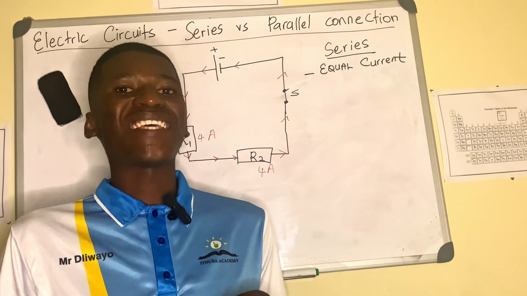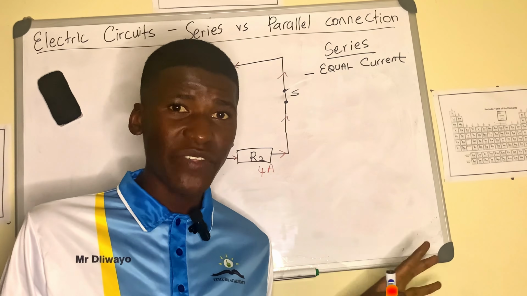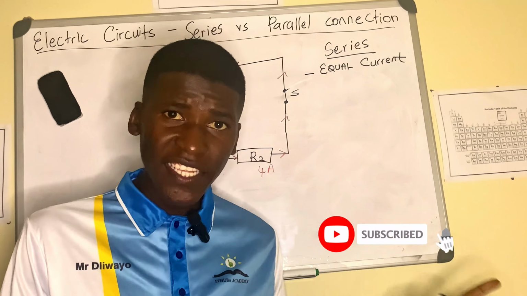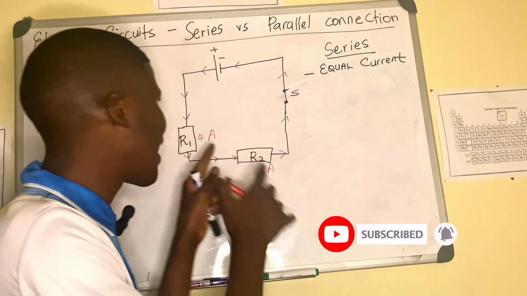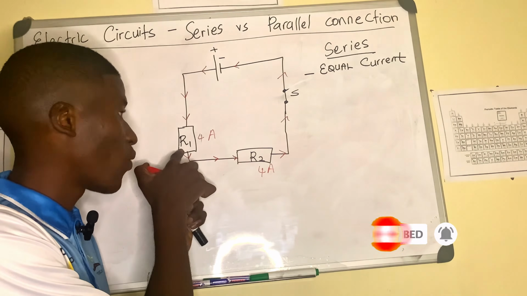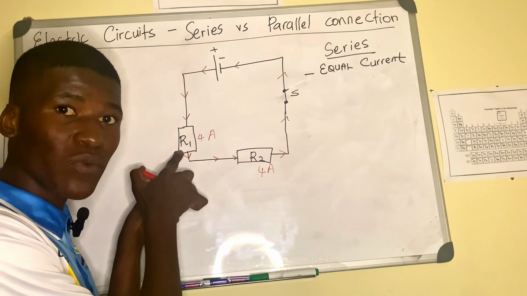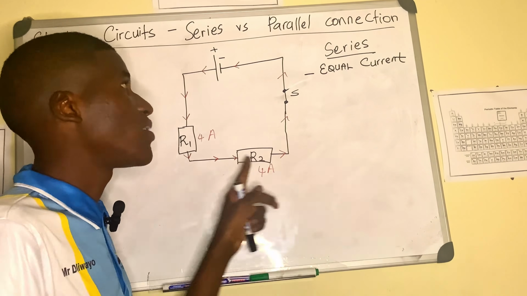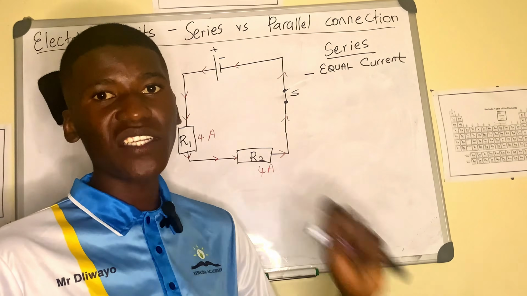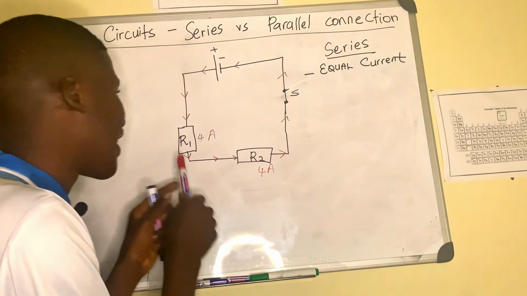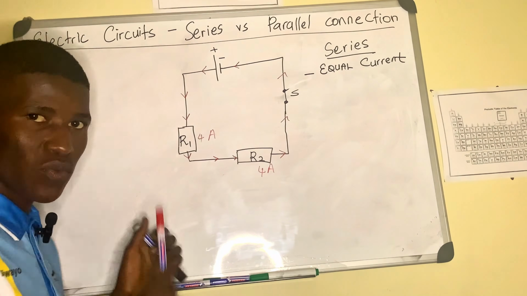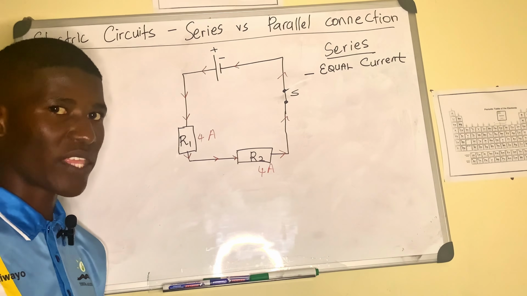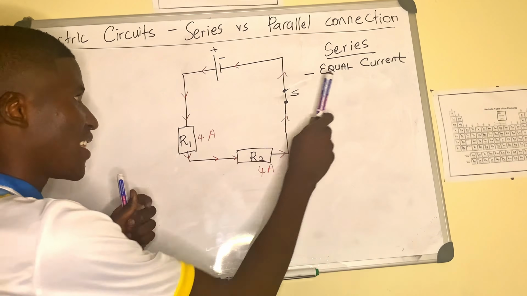So it just simply means that the current is not split in any way. The current has no other place to go. The moment this current is entering through resistor R1, it will be the same current that will leave resistor R1 and go to resistor R2. So we say that that's a series connection of a circuit. So we say that resistor R1 is in series with resistor R2. Okay, so that's why we say that equal current.